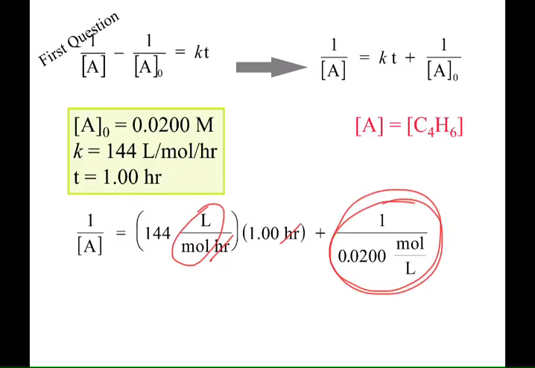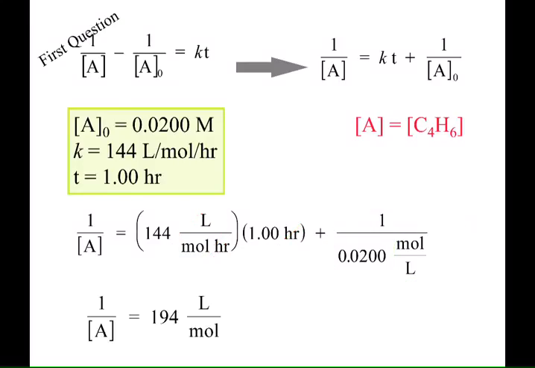1 over 0.0200 moles per liter. Now again, we got that funky units of moles per liter in the denominator, which means liters per mole. So by my count, we have liters per mole and liters per mole there. One's pretty easy, right? However you want to do this, when you tap this out on your calculator, you will get the inverse of the molar concentration of A at that time of interest is equal to 194, that's liters per mole.